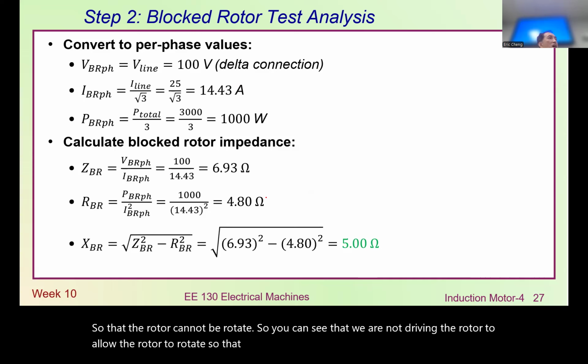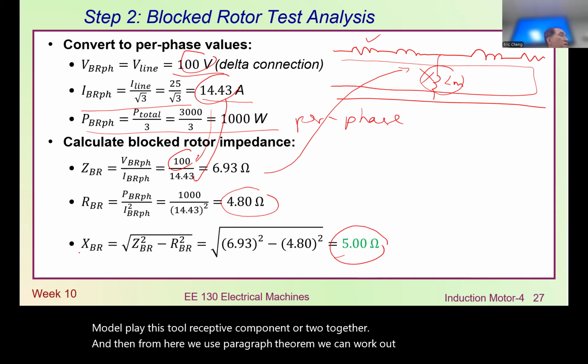So that is to say, now the impedance we have will be the whole impedance here. The real part here, this resistance, looks like these two resistive components all together. And then from here, we use Pythagoras theorem. You can work out the X impedance part will be equal to 5 ohms.